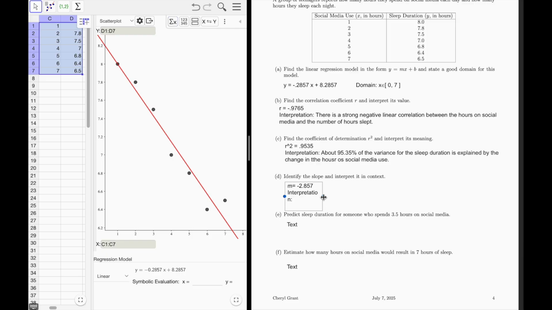So our interpretation: for each hour increase in social media use, there is a decrease, because it's negative, of 0.2857 hours of sleep.